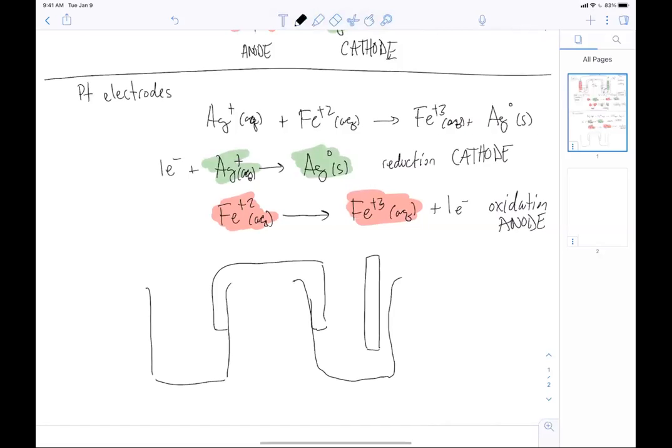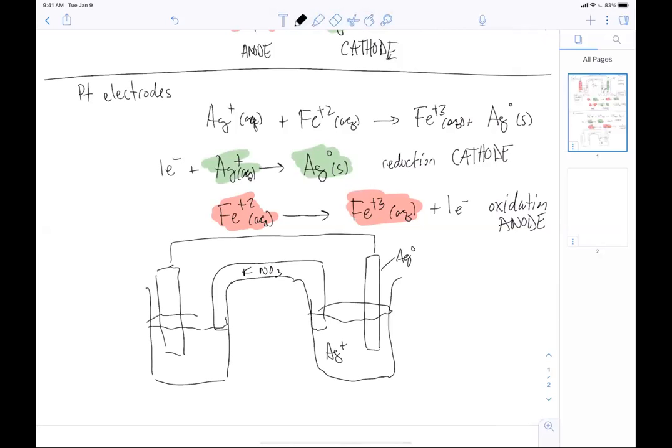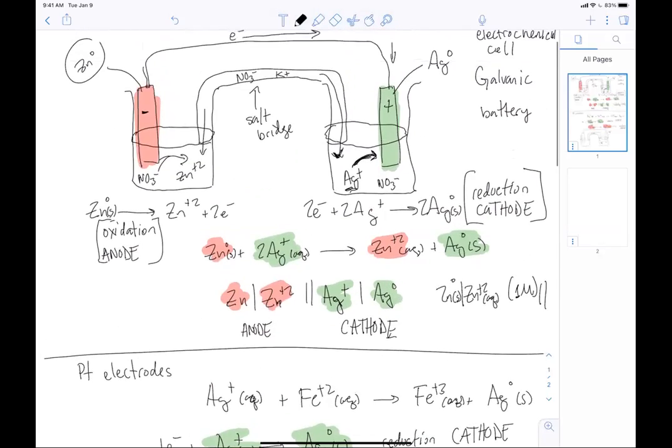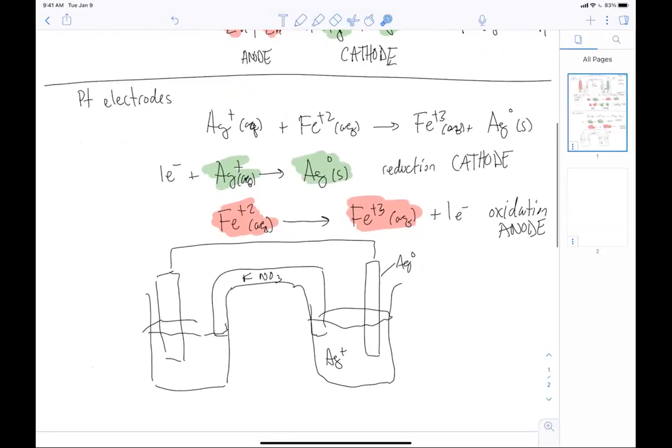Over here at the cathode, we're still going to use silver. We have this wire set up. Potassium nitrate in the salt bridge. Okay, but what are we going to use for our electrode over here? If we come back up here and look at this one, we used zinc metal, which was being oxidized to zinc plus 2. So what we ideally would use, we would build this out of iron plus 2.